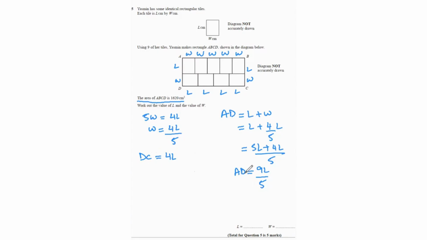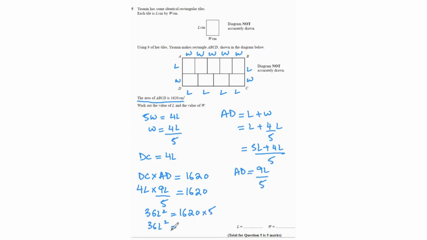So if we do DC times AD and put it equal to 1620, that gives us an equation which is just going to be in terms of L. This is exactly why I chose DC. I didn't pick AB because AB would be 5W. That's in terms of W, so we'll have to again convert it into L and then use that. So instead of doing that, just directly take DC and AD. DC times AD equals 1620. 4L times 9L over 5 equals 1620. So that's 36L squared equals 1620 times 5.